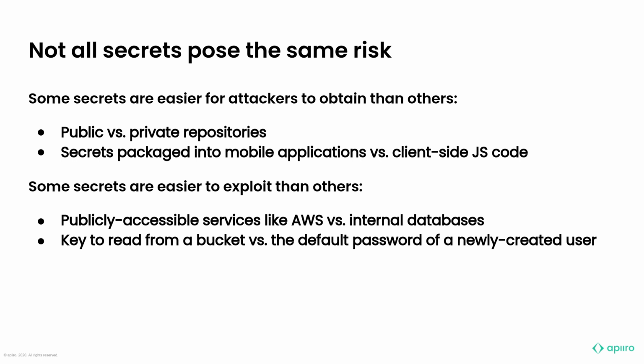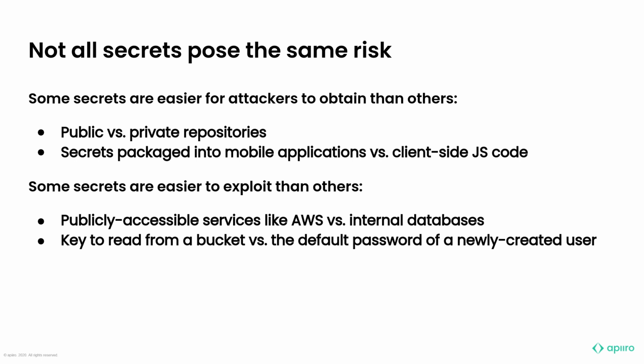And on the other hand, we also have the ease of exploitation, for example. Once an attacker has gained access and obtained those secrets, what can he do with them? So again, an AWS key for a publicly accessible system on the internet, where you just need the key, might have much more impact than trying to access some internal database that will be much harder to get to.